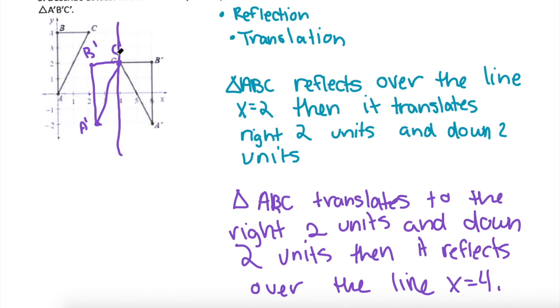And so whenever you're writing your own composite transformation, it doesn't always just work to flip their order. The rules often change if you change the order that the transformations occur in. Hopefully this video has helped you understand how to graph, write coordinate rules, and descriptions for composite transformations.